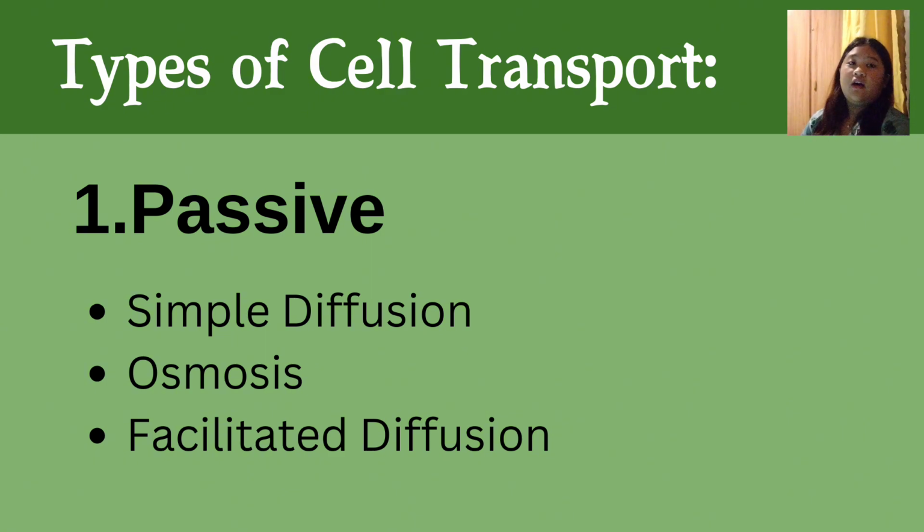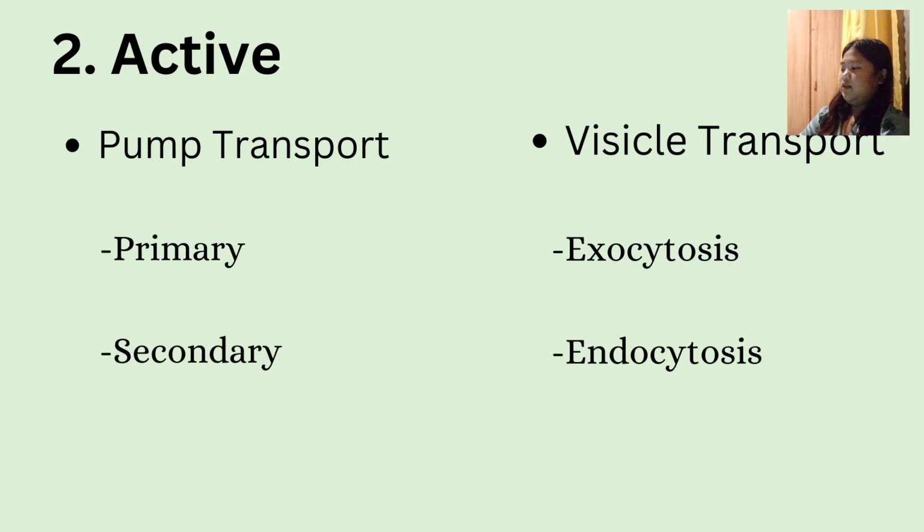Here we have the types of cell transport. The first one is passive, and passive has three kinds, which are simple diffusion, osmosis, and facilitated diffusion. The second one is active transport. In active transport, we have two kinds, which are pump transport and vesicle transport. Inside of pump transport, we have the primary and secondary. And in vesicle transport, we also have two, exocytosis and endocytosis.